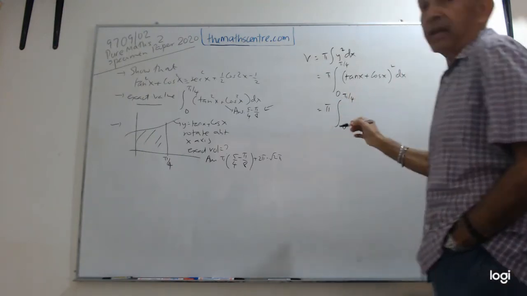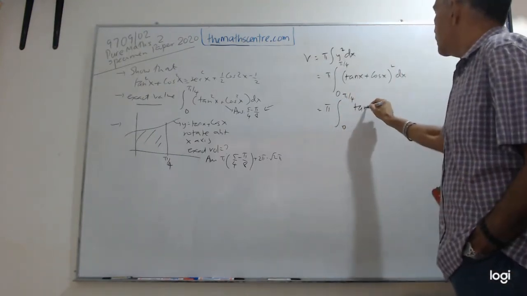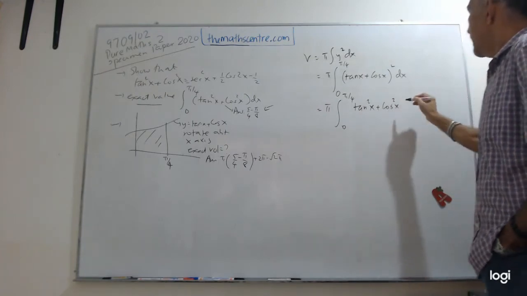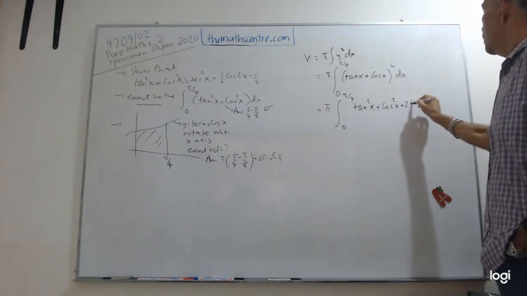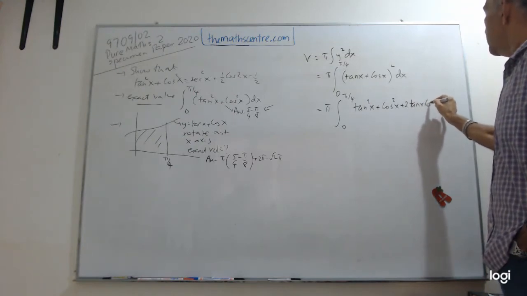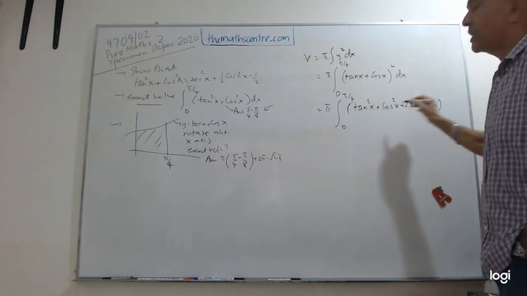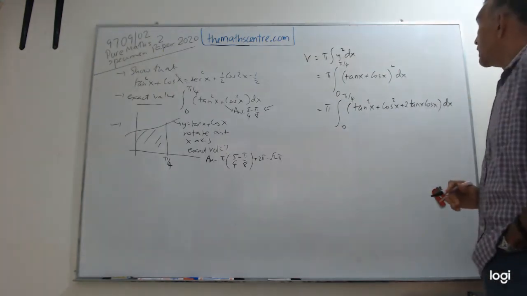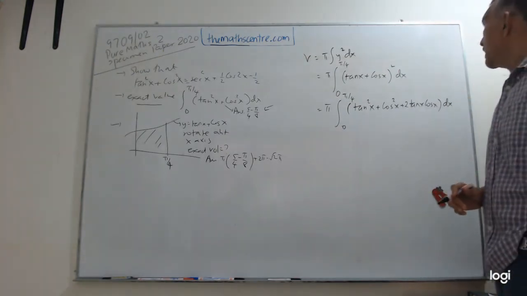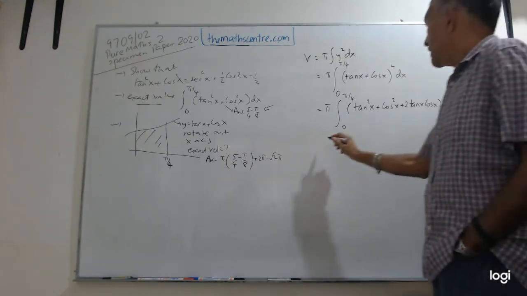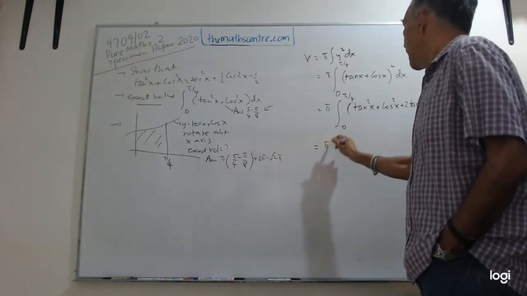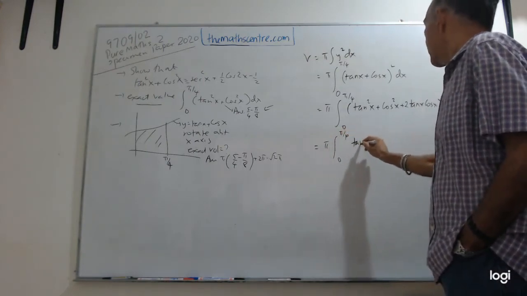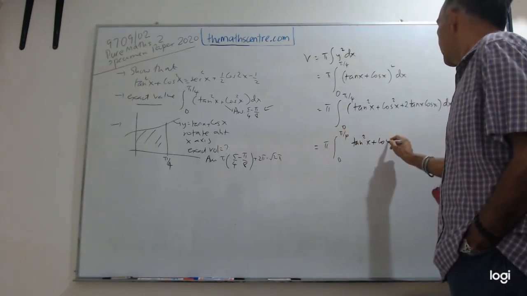I need to expand this. So I'll get tangent squared x plus cos squared x, and then plus 2 tangent x cos x. Be careful about this term. I have said that quite a few times already because that's where they're hoping to catch you. It's tangent squared x plus cos squared x plus 2 tangent x cos x. I haven't done any integration yet. So I have pi, 0 to pi over 4, tangent squared x plus cos squared x.